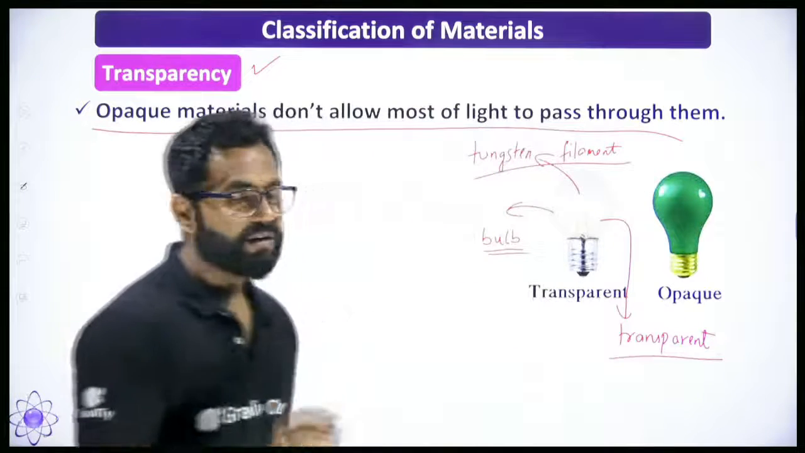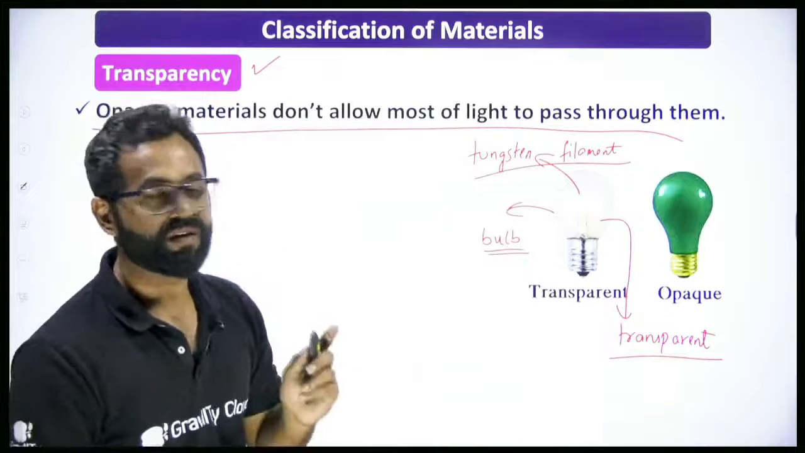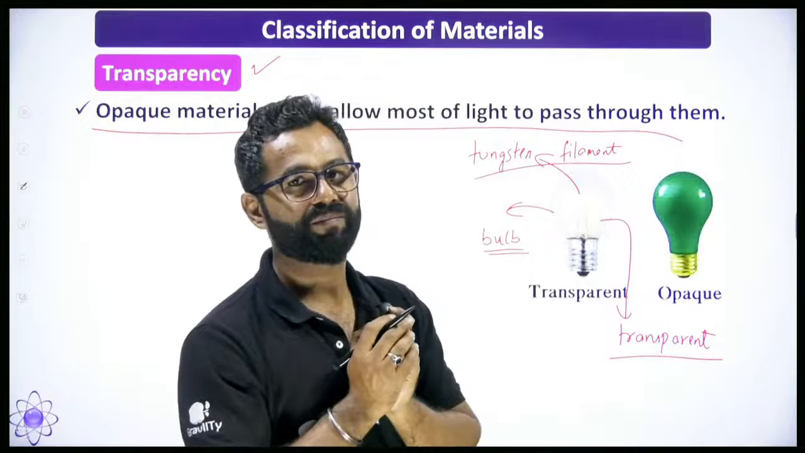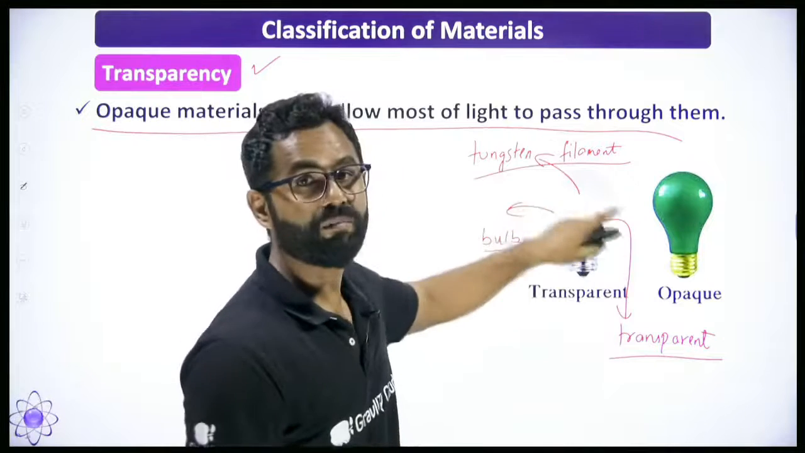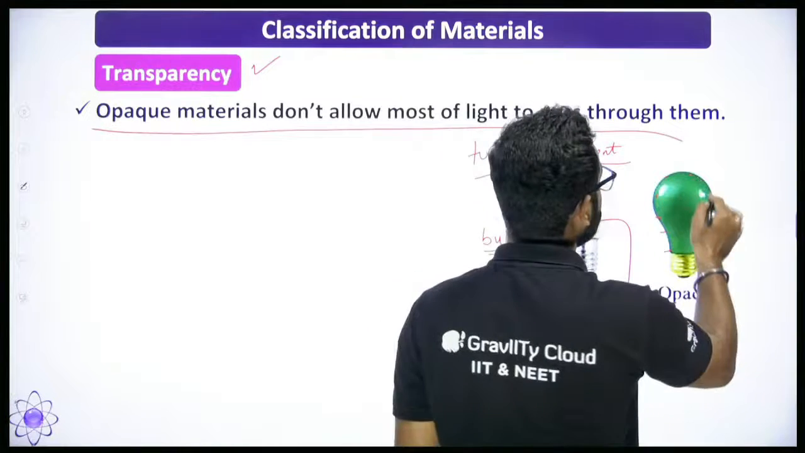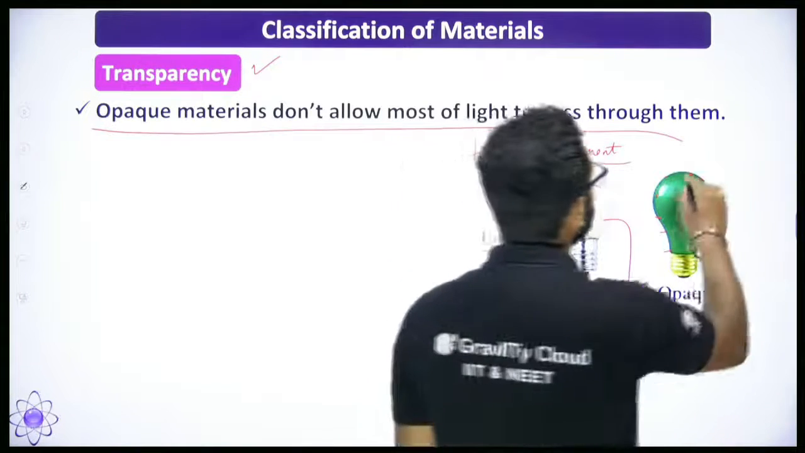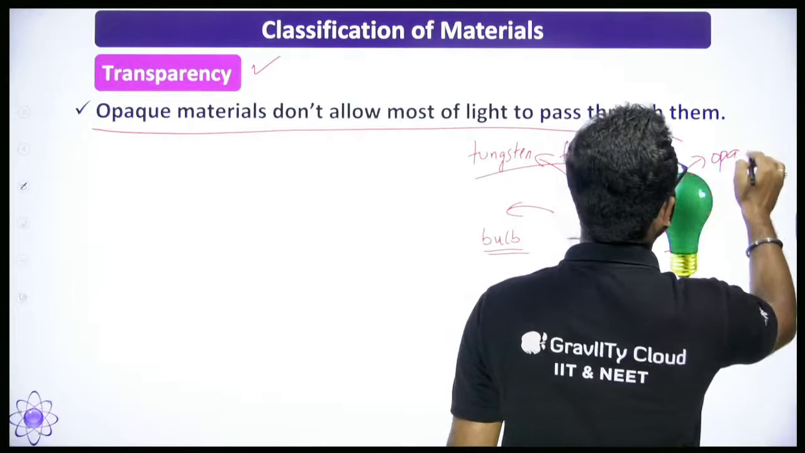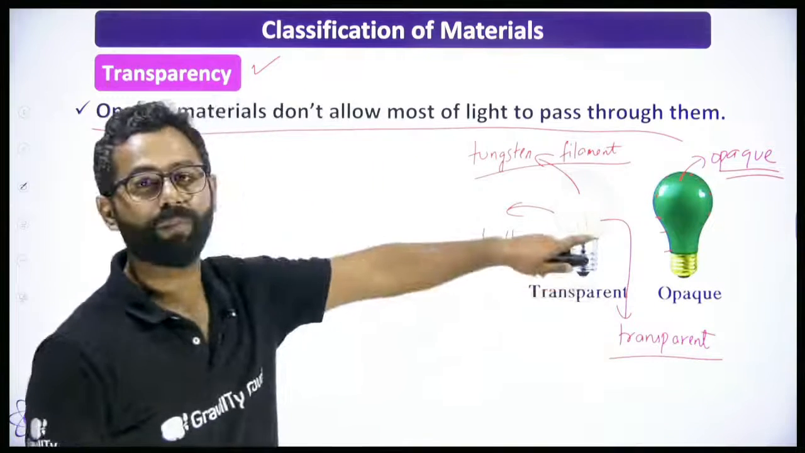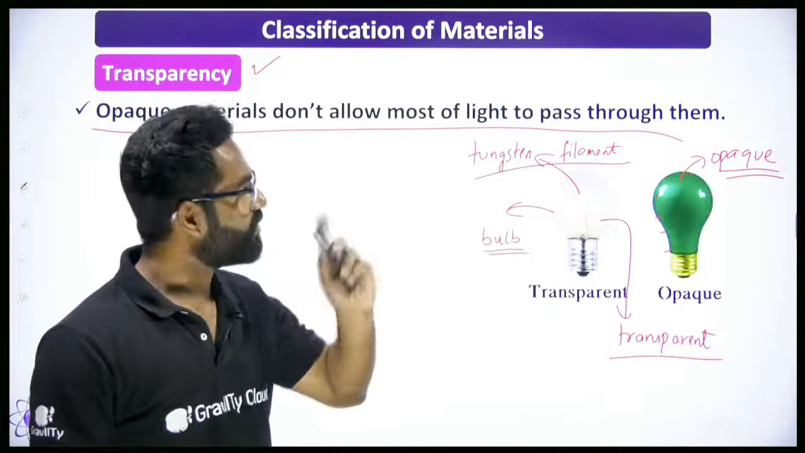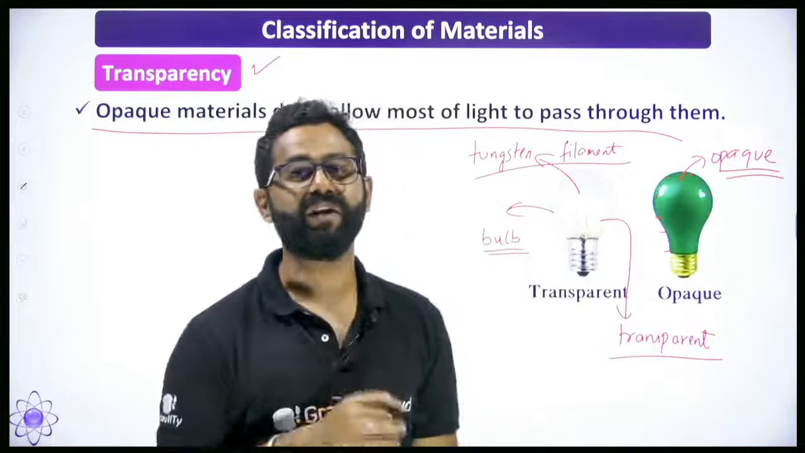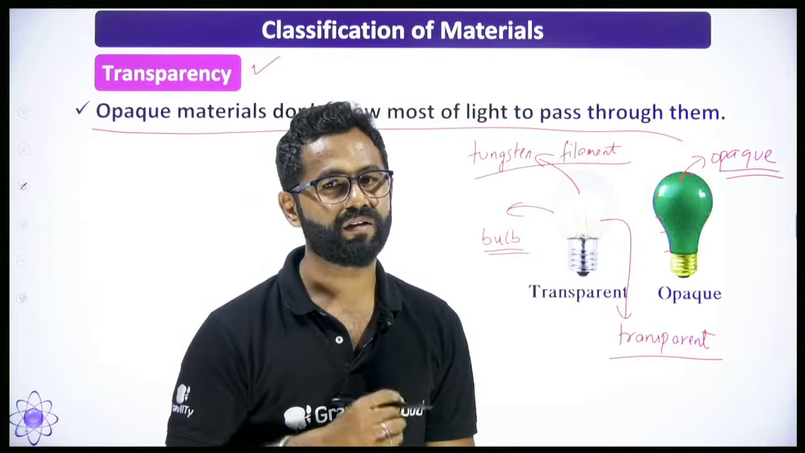Right? But if I take this bulb and paint it with green color, if I apply green color over the bulb, what will happen? The surface will become green. All of the surface will become green, right? And it will become opaque. Why does the bulb become opaque? Because now you cannot see inside the bulb. We cannot see what is there inside the bulb, right?